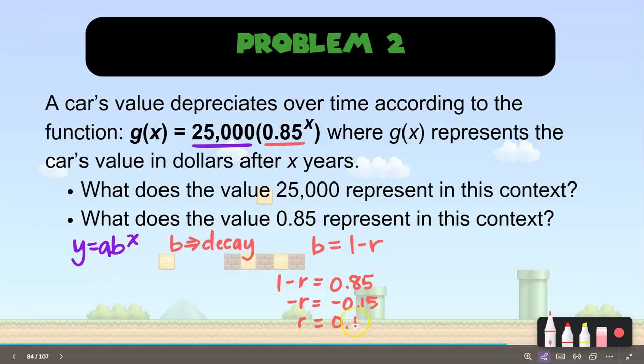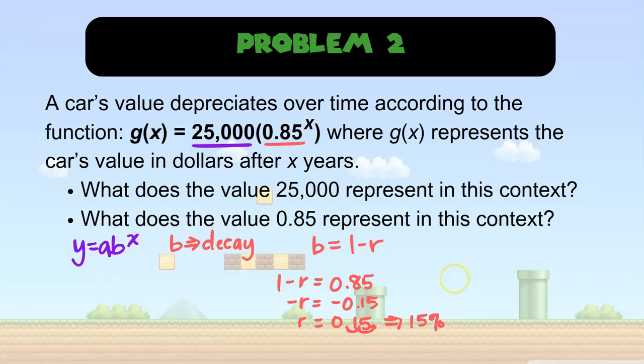Our r is 0.15. Now this is in decimal form, so we need to convert it to a rate, which would give us 15%. So the car is depreciating at a rate of 15%. But to answer the second question, what does the value 0.85 represent in this context? It represents the decay factor.